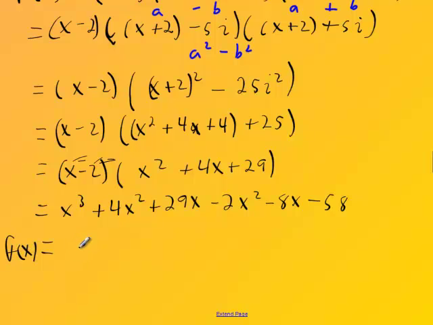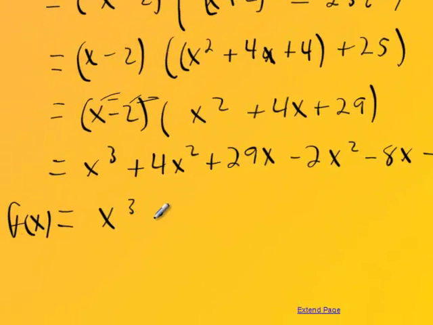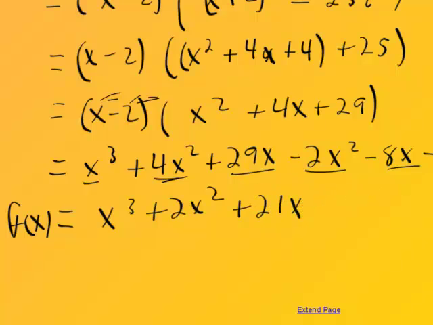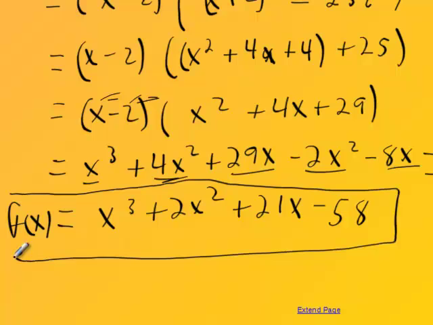So f of x is equal to x cubed. So we have 1x cubed, and then we have a couple x squareds. So plus 2x squared. And then we have a couple x's here. So plus 21x. And then finally minus 58. And that will be our polynomial given those specific zeros. And that's all that's to it. So that's applying the fundamental theorem of algebra, and I will see you on the flip side.